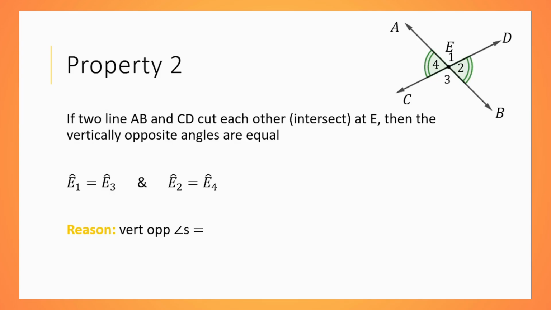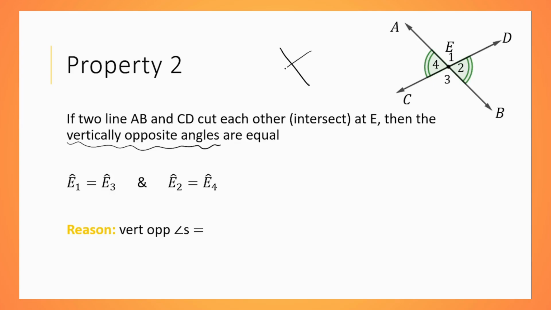The second property in geometry of straight lines that we're going to look at is our vertically opposite angles. So yeah, vertically opposite angles. And what vertically opposite angles are is they share a vertex between the same two lines. The angles they create on the opposite sides of the vertex, those are equal.